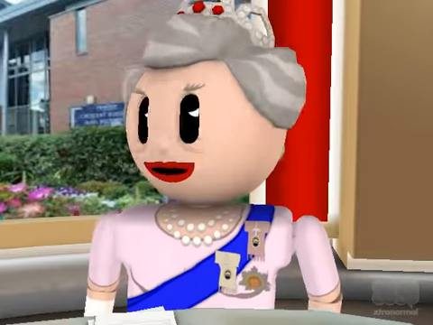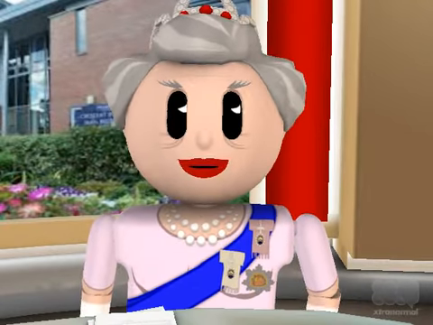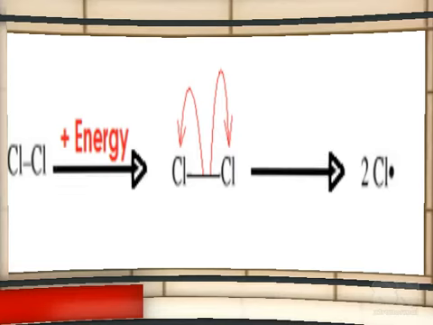Yes. Today we will look at three types of nasties: the free radical, the nucleophile, and the electrophile. Let us first look at how free radicals are generated.